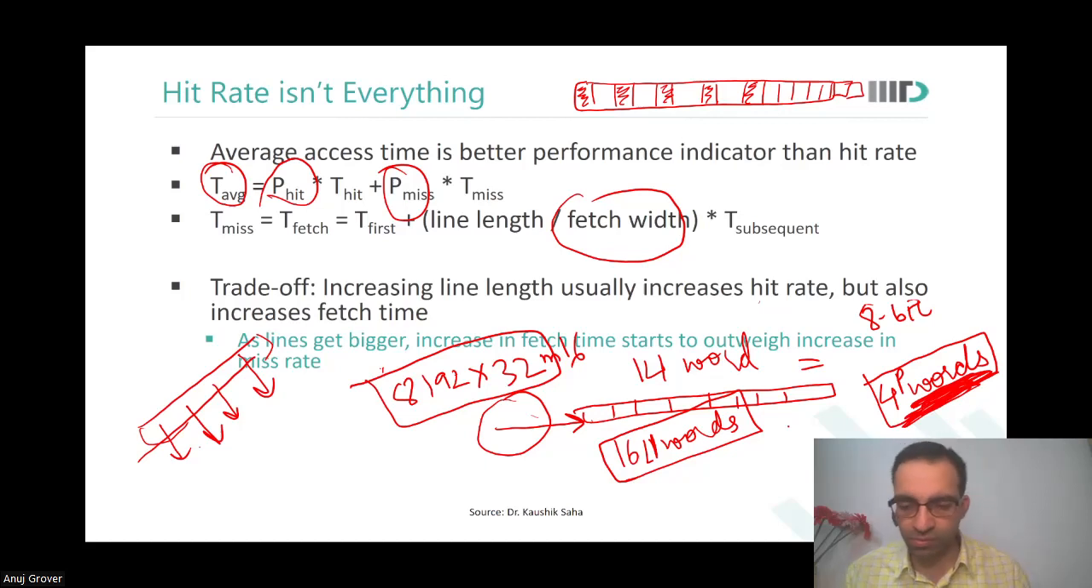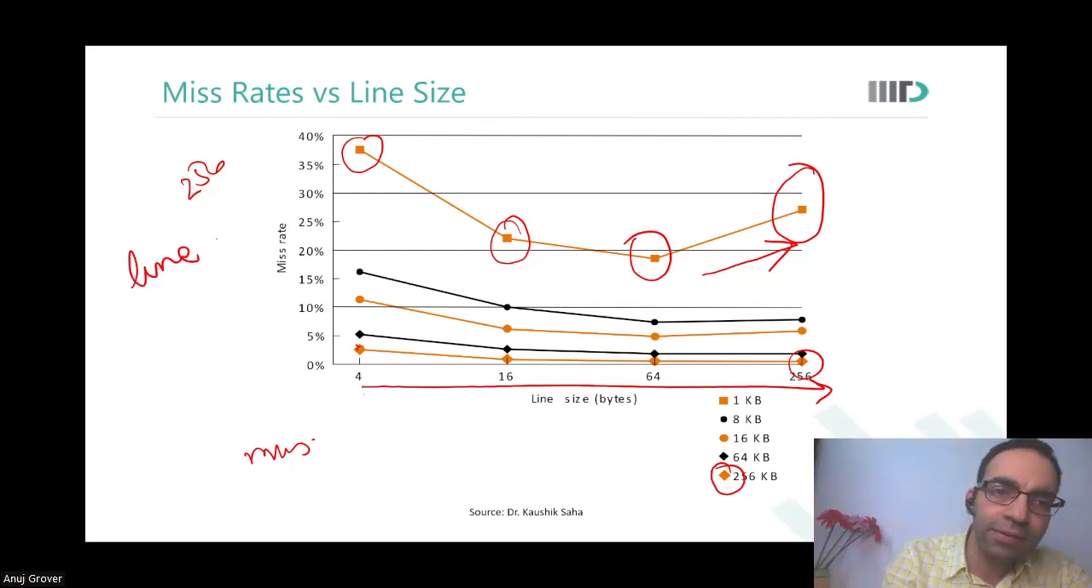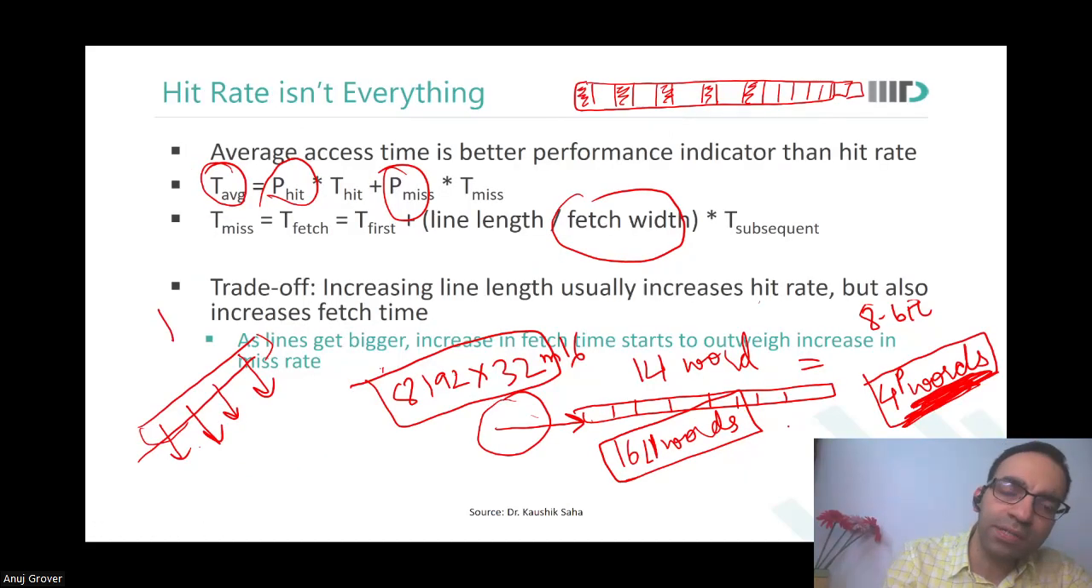Okay, so, sir. Okay. Wait. Let me come clear. So we are talking about different things. Line length. Burst length.